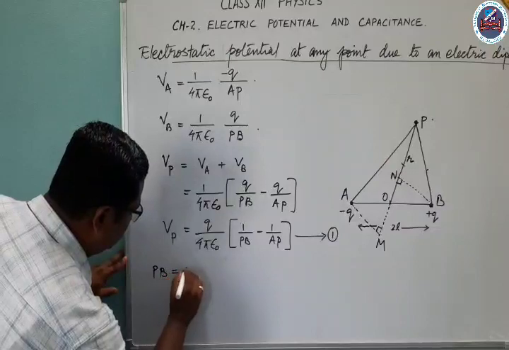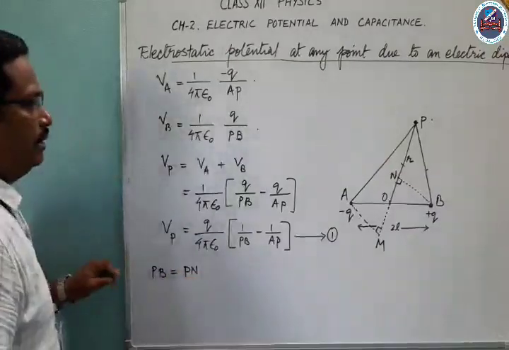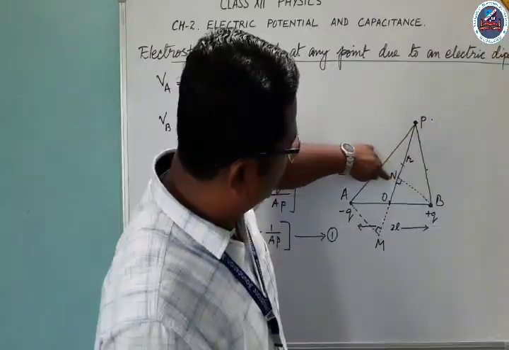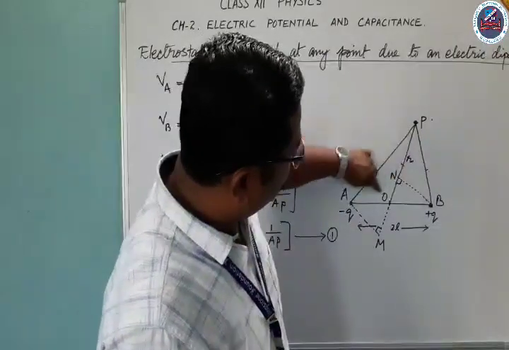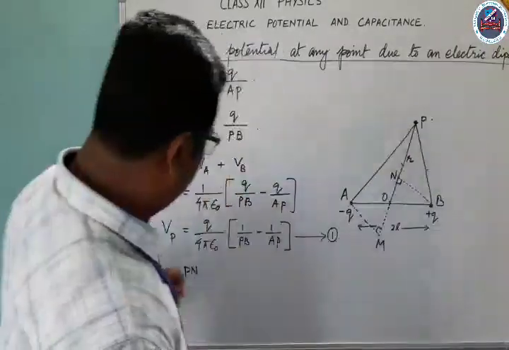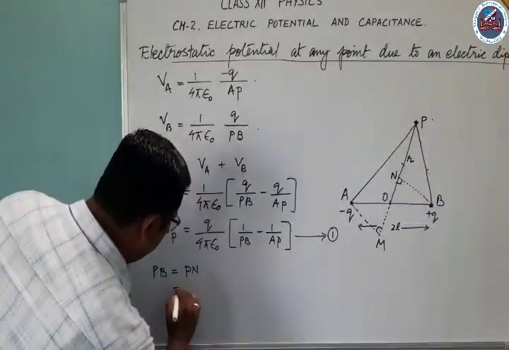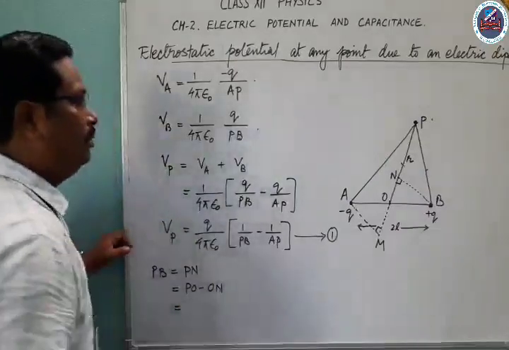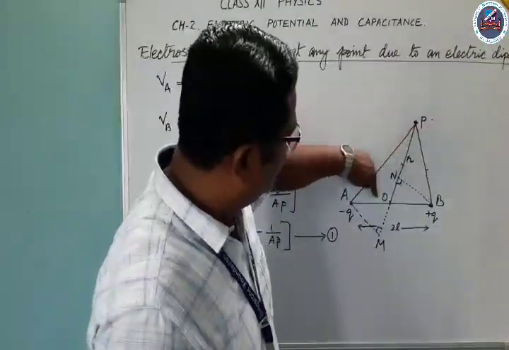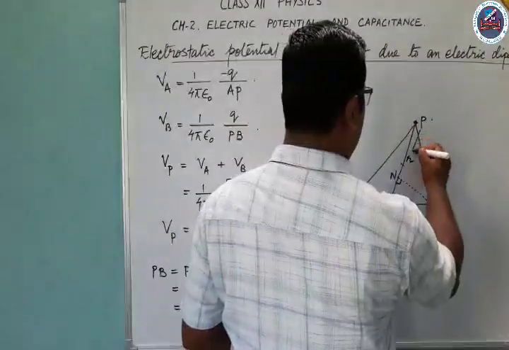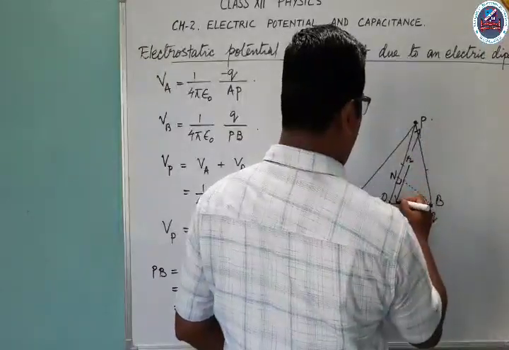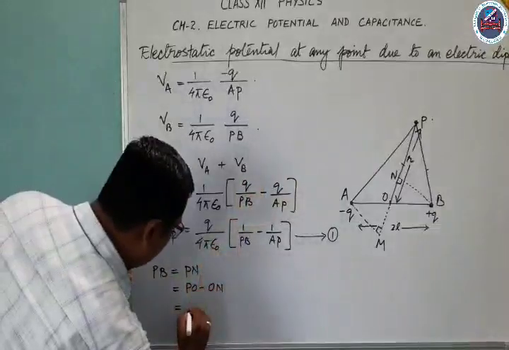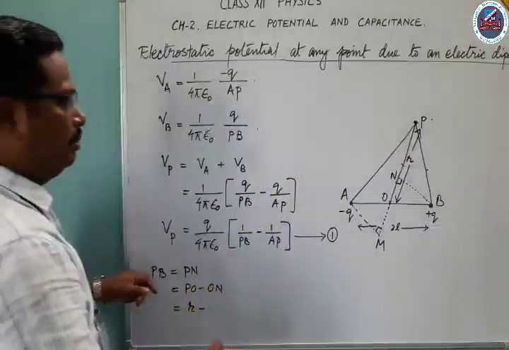PB is equal to PN. And what is PN? Then you can see here it is PO minus ON. Here PO is equal to R. We have taken this point P at a distance R from the center of the dipole. So it is R. And then what is ON?